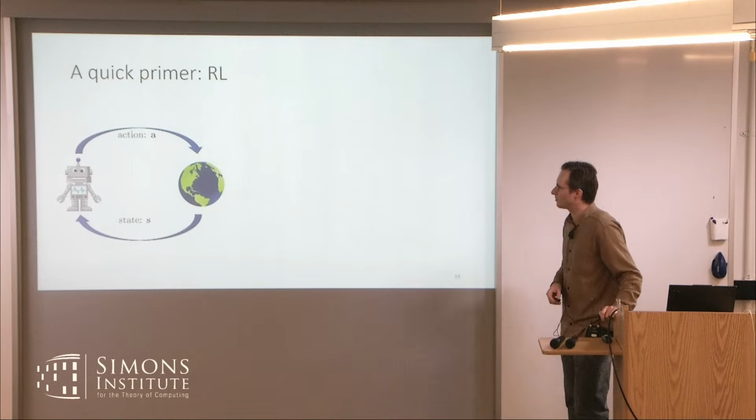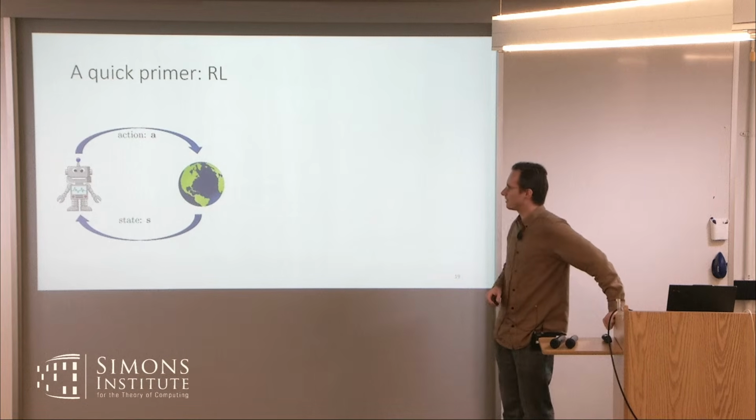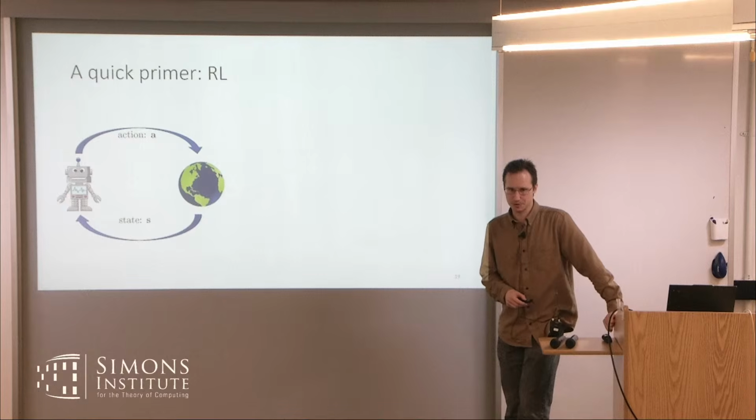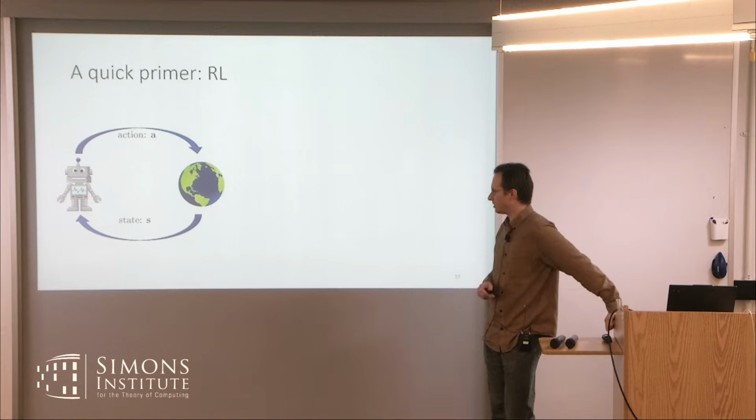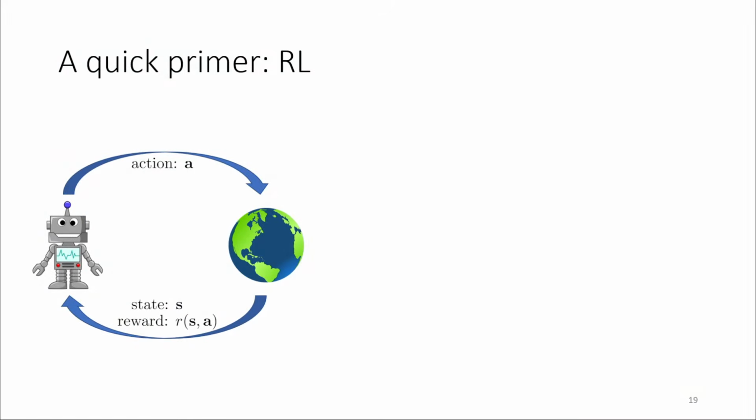So first, a quick primer. Many of you might already know this, but what is RL? In RL, you have an agent that takes actions, denoted with A. The world responds with states S, and you have rewards. So instead of just matching the data, your goal now is to maximize the expected total reward. You'd like to take actions that will lead to high rewards.